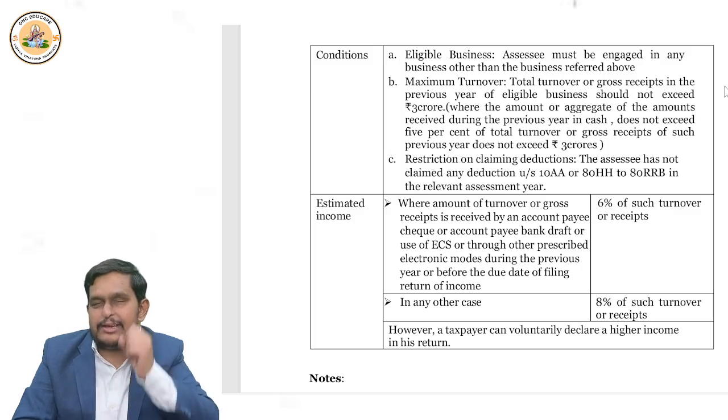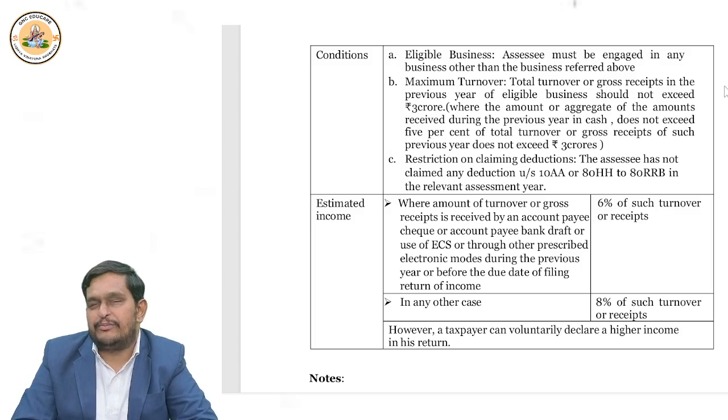You can compute the income under 44AD. You can file ITR 4. But when? The answer is only if your cash receipts are up to 5%. Is this clear to you? Right? So what I said, cash receipts up to 5%. Cash receipts up to 5%.